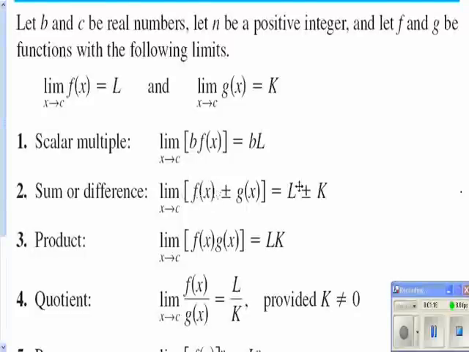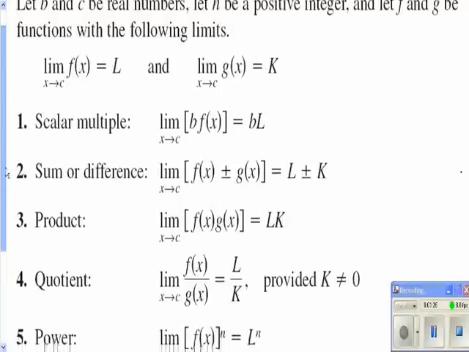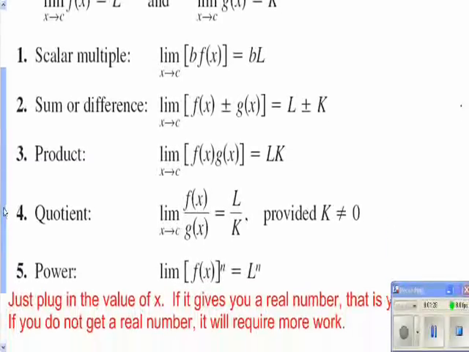Taking your limit, just take the limits of each one and then add or subtract. Same thing with multiplication and division, with the exception of when the bottom is 0, and you can never divide by 0.